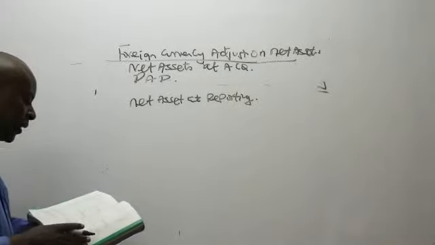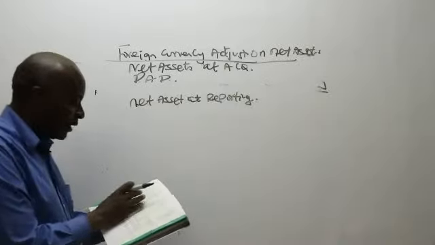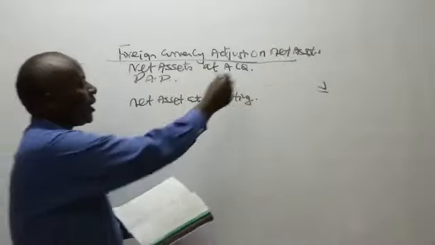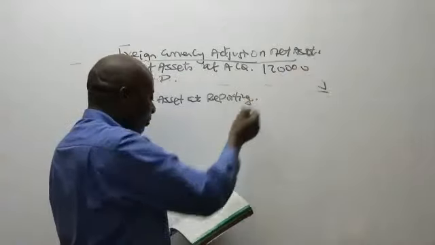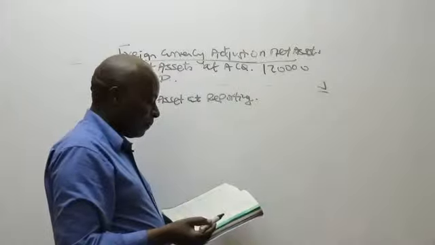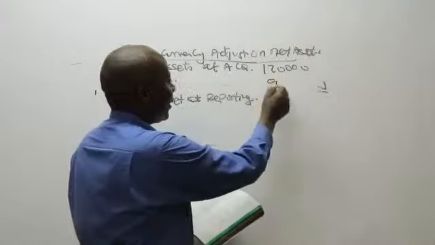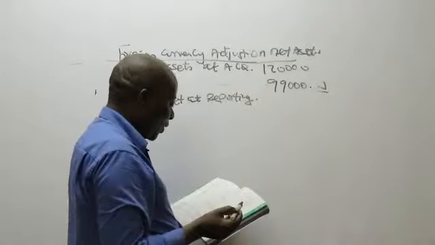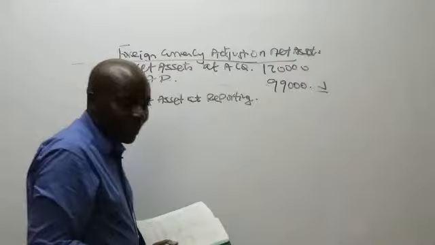So could you kindly remind me, what was the net asset at acquisition? Please give me the figure. It was 120,000. How about the POP? POP was 99,000. Ladies and gentlemen, how about net assets at the year end? Net assets at the reporting date were 219,000.